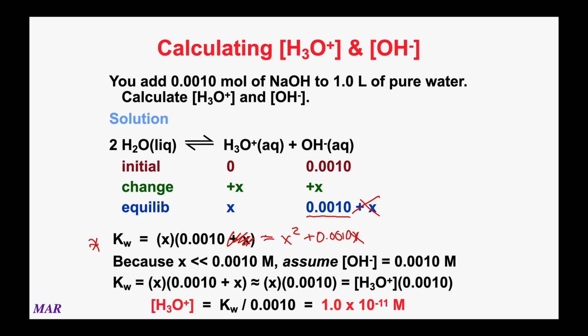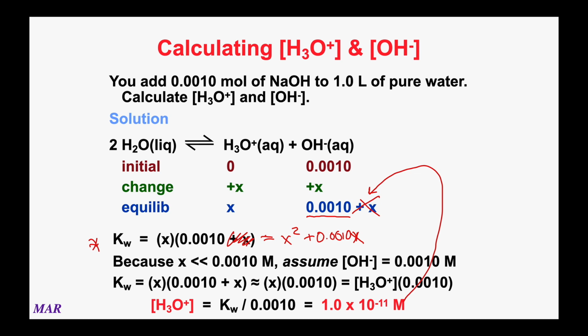Now, if you're feeling weird about making these kind of assumptions, you can always take the answer here, 10 to the minus 11th, and put it back up here. Does it make a big difference on the hydroxide? We were talking about 0.0010 plus a 10 to the minus 7th number. The number we calculated is even smaller. It's 1.0 times 10 to the minus 11th. And 0.0010, a 10 to the minus 3 number, plus a 10 to the minus 11th, it's going to be like 100 million plus 1. It doesn't make any difference. That extra 1 is not a big deal.